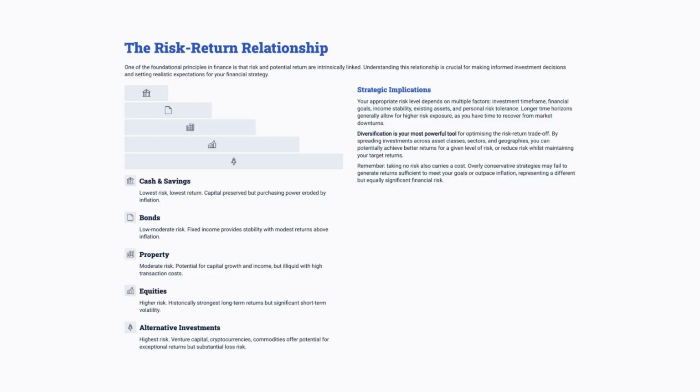The risk-return relationship is fundamental in finance. Cash and savings offer low risk but erode purchasing power. Bonds provide stability with modest returns. Property offers growth but is illiquid. Equities yield strong returns with volatility. Alternative investments carry high risk and potential returns. Diversification optimizes risk return, balancing exposure across asset classes and geographies.